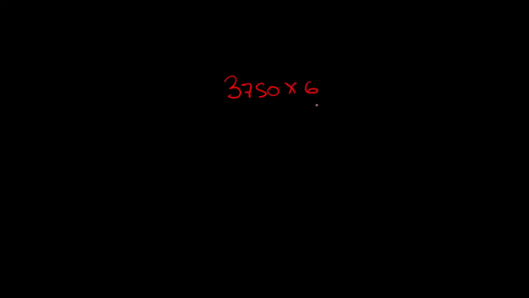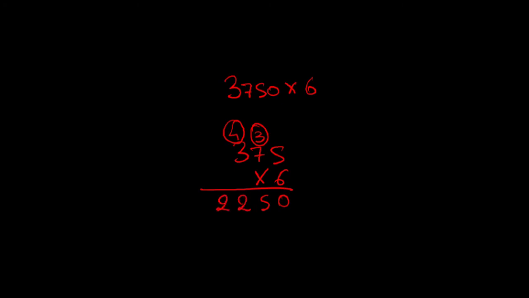Now here we need not multiply it with 6 directly. We can ignore the 0 and add it at last. So we should only multiply 375 by 6. So 6 5s are 30, so 3 carry over and 0 below. And 6 7s are 42 plus 3 is 45, so 4 carry over and 5 below. And 6 3s are 18 plus 4 is 22. So we will get 2250.